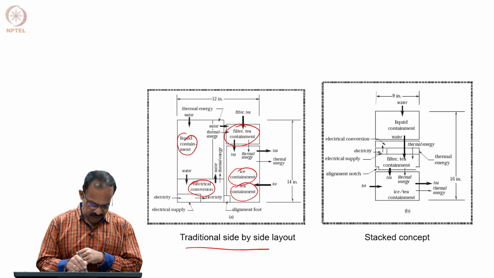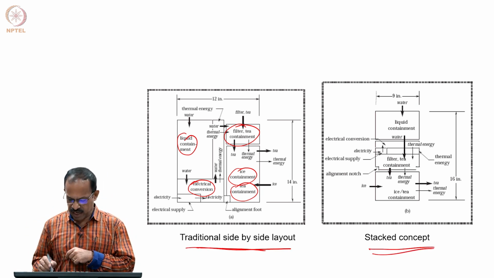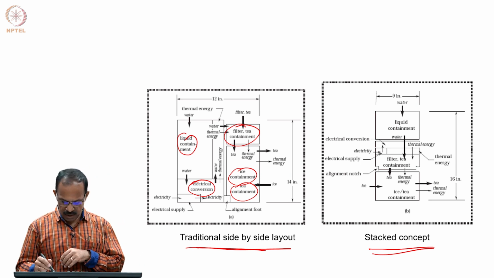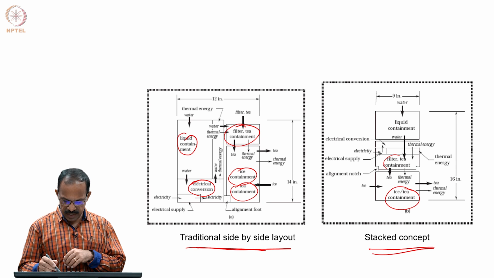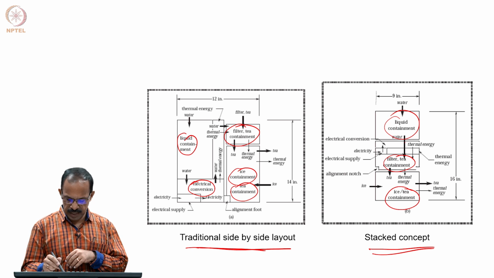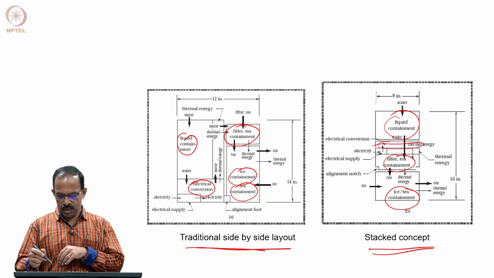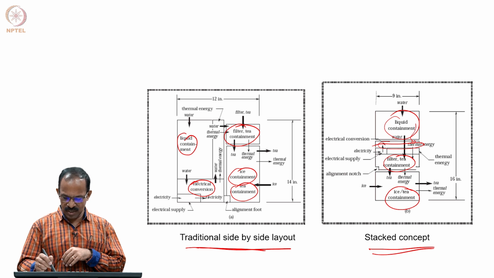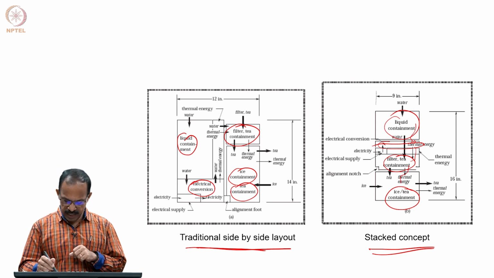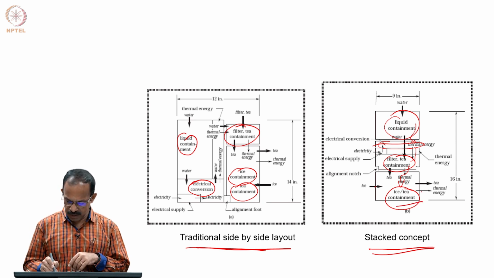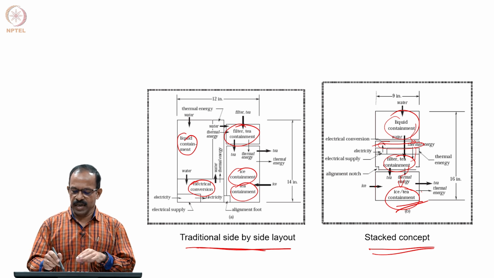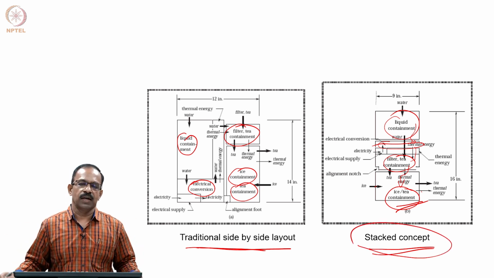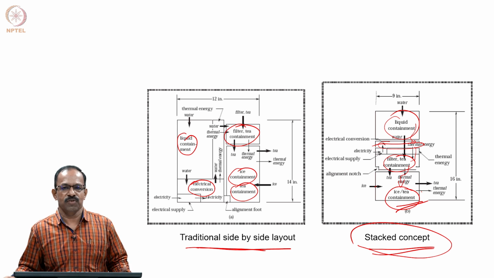So, this is one way of a side by side layout, or you can have a stacked concept also, like one over the other. So, ice tea containment, filter tea containment, liquid containment, like that, and then electricity and thermal conversion, the electrical conversion module here. So, the water will come through the electrical conversion, heat it, and then it will pass through the filter tea containment, so that the tea can be added, and you will be getting the tea here. Then you can add ice, and you will be getting this as the ice tea. So, this is again another concept or stacked layout that can be proposed for the product.